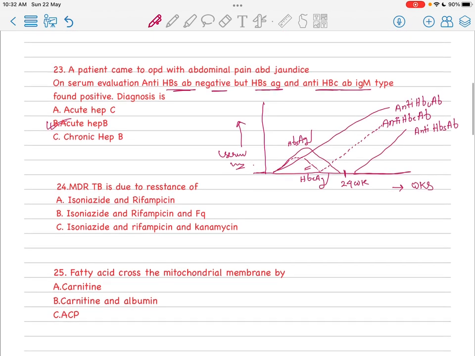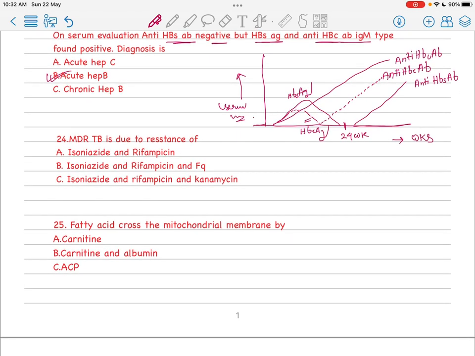Next, MDR TB is resistance to isoniazid and rifampicin. But you also have to know that rifampicin monoresistance can also be treated as MDR. So MDR TB is isoniazid and rifampicin resistance, also rifampicin monoresistance. And what is the treatment? You have to give 18 to 20 months of BCL.